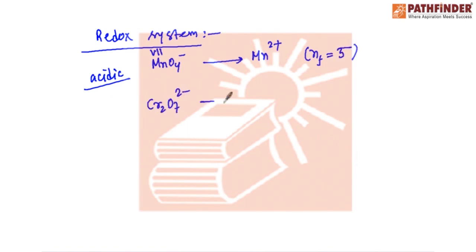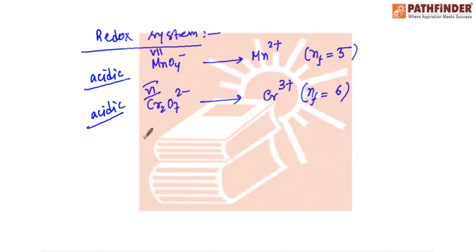For Cr2O7 2 minus, it is getting converted in acidic medium to Cr3 plus. So here the oxidation number of chromium is 6. So 3 unit change for each chromium. So the total change in oxidation number is 6. So the N factor is 6 over here. So you need to keep in mind these very little changes.